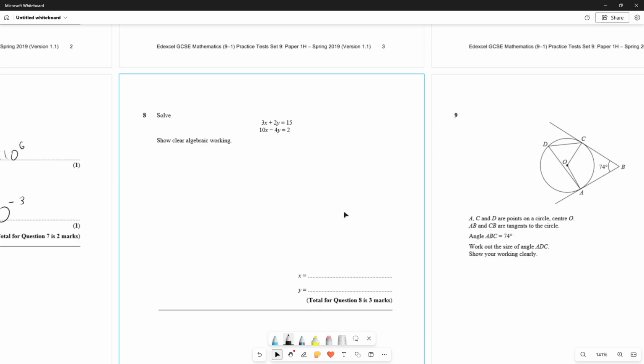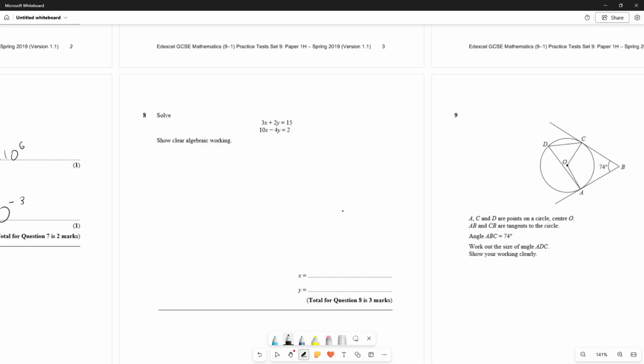Question number 8. So we have to solve that simultaneous equation, and we have to show clear algebraic working. Solving simultaneous equations means we have to figure out some x and y value that makes both equations work. So how can we do this? Well, let's make the coefficient of either x or y the same. By that I mean let's make the big number the same. So it could be 4 and minus 4, which we will do, and that will work. It could be minus 4 and minus 4, that can also work. But just make that number the same.